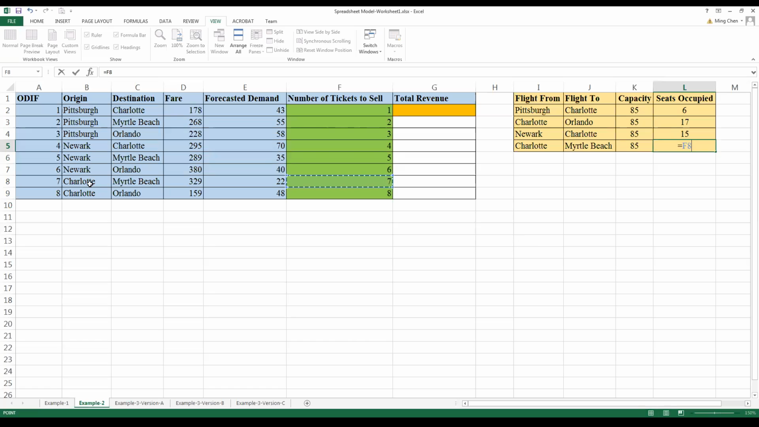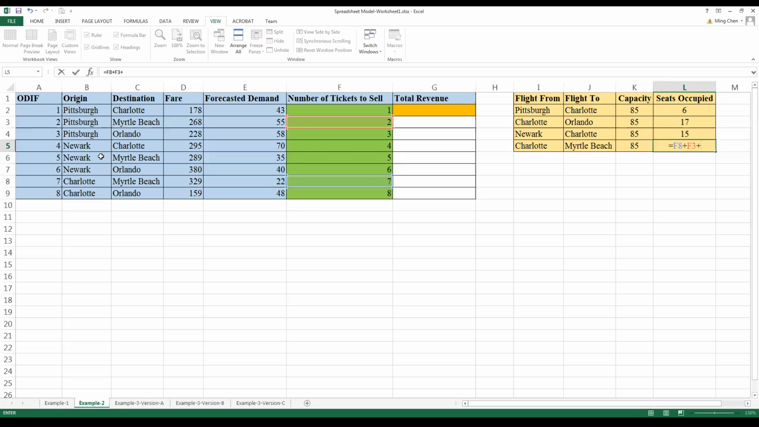Okay, so Charlotte to Myrtle Beach, 7 people, because this is the only flight they are going to fly. Of course, we have more who are going to take this flight to Charlotte, to Myrtle Beach, sorry, will be the ones who are going from Pittsburgh to Myrtle Beach. So those people will fly to Charlotte first, then take a flight from Charlotte to Myrtle Beach.